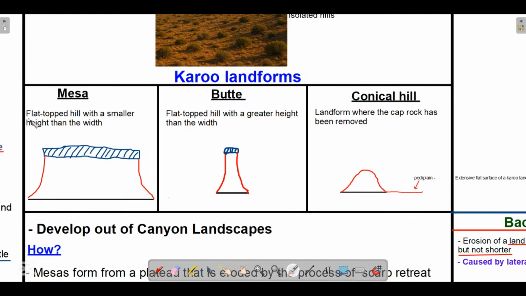The mesa is simply a flat topped hill with a smaller height than the width. Okay, so as you can see, guys, the height is smaller than the width. The width is big. Look at the width, it goes from over there to there. So the width here is greater than the height. That is a mesa. A perfect example of this is Table Mountain.